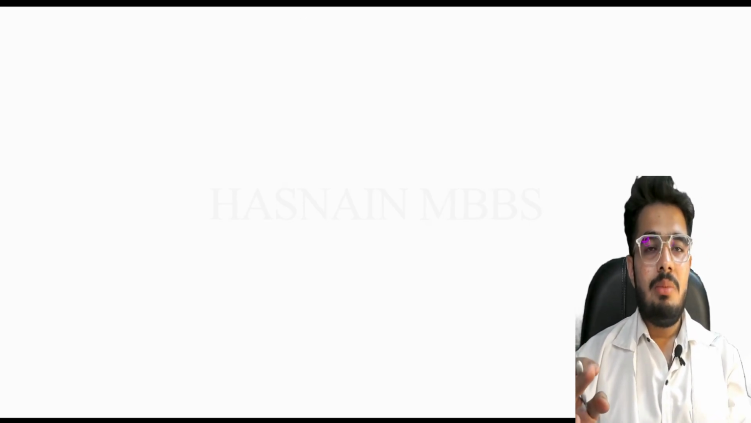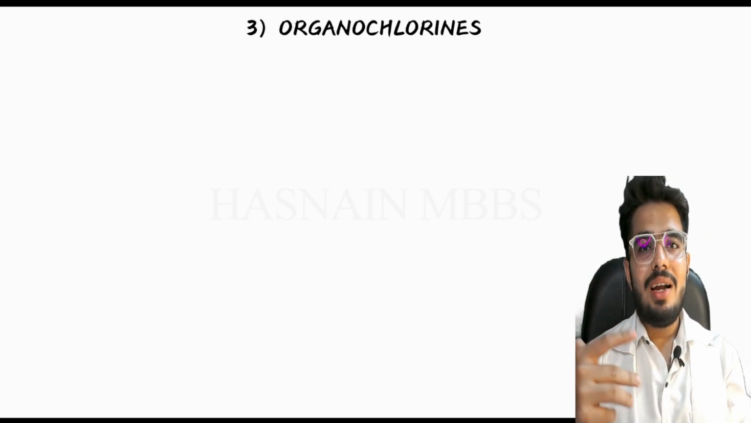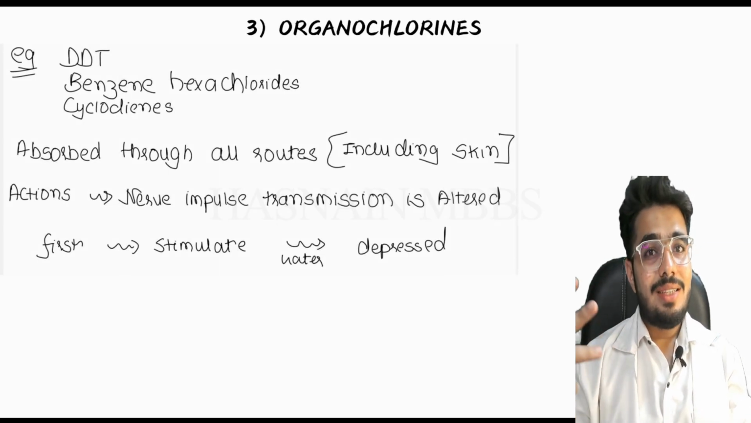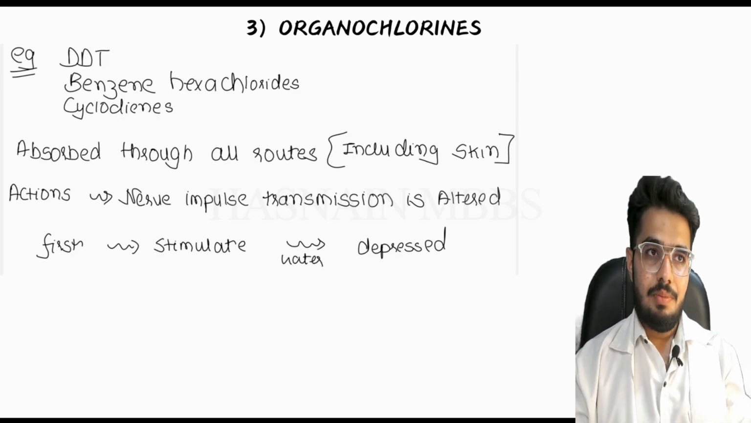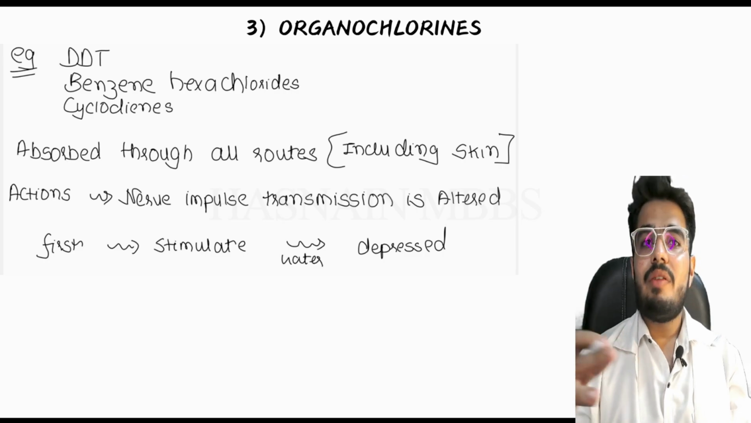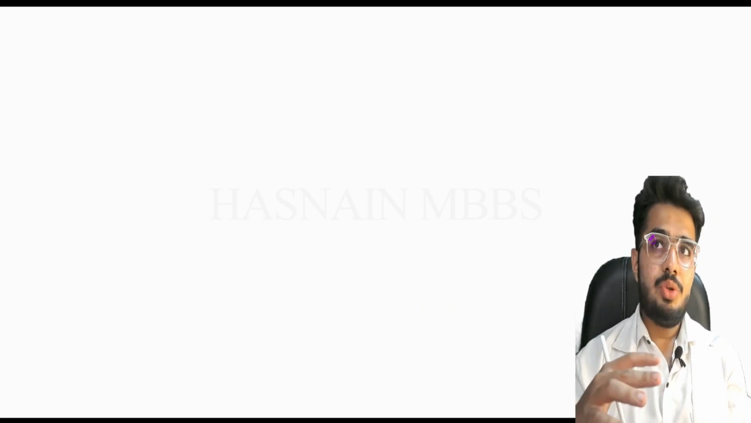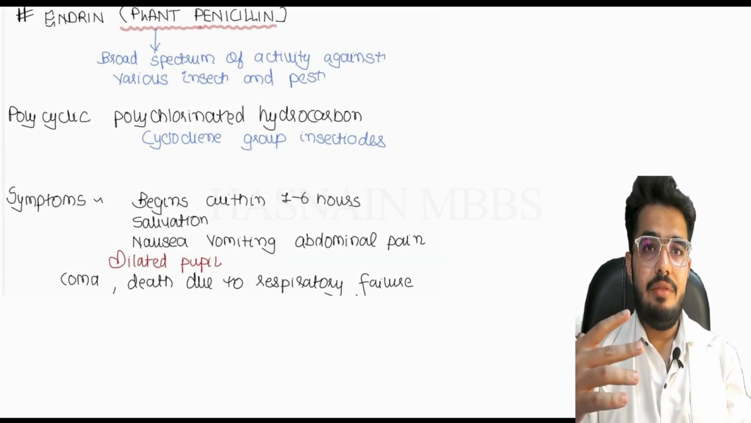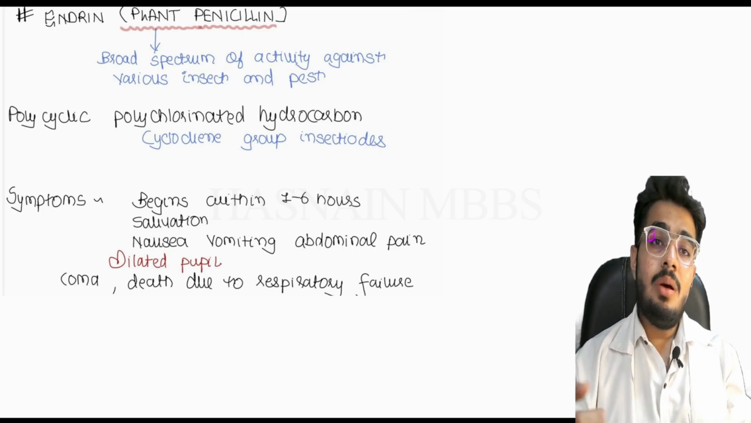Now we're going to learn about organochlorines. We learned organophosphorus and carbamates. Third is our organochlorines. Examples of organochlorines are DDT, benzene hexachloride and cyclodienes. They are absorbed through all routes, including skin, and interfere with nerve transmission. First they stimulate, then they depress. Now we will come to our fourth part, that will be our endrins. Endrins are also known as plant penicillin because they have a broad spectrum.